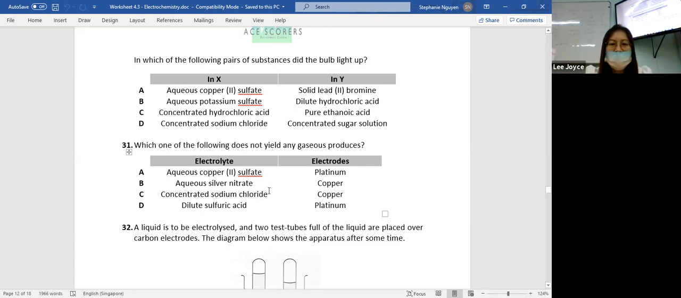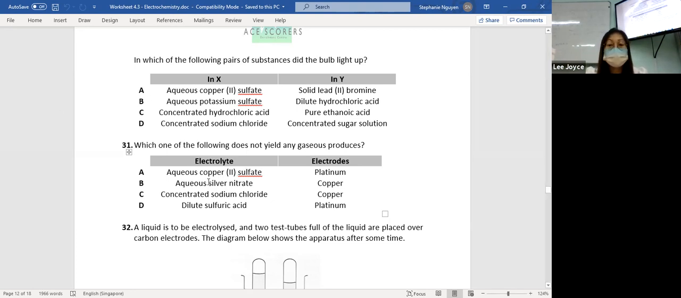Then by now you should know that if you use copper(II) sulfate as an electrolyte, it cannot yield any gaseous product at the cathode because of the discharge of the Cu2+ ion. The Cu2+ ions are preferred to be discharged over the H+ ion. So that's how we get the answer as D.